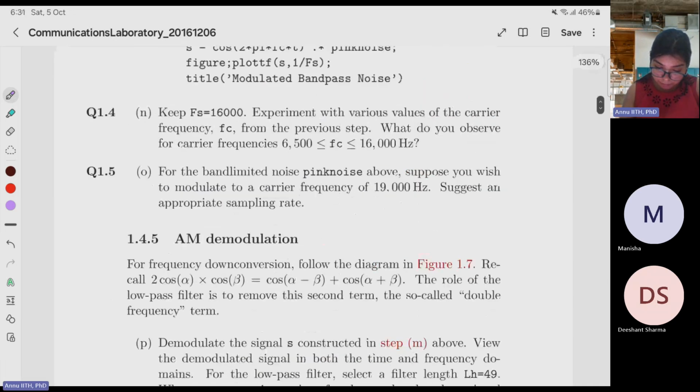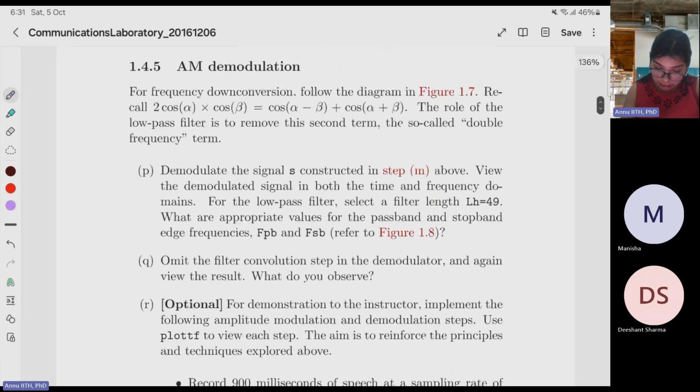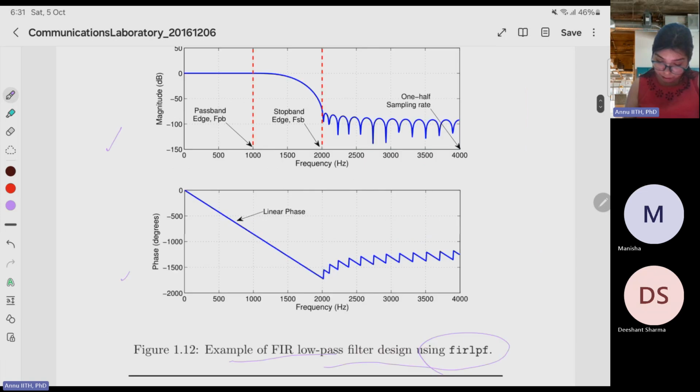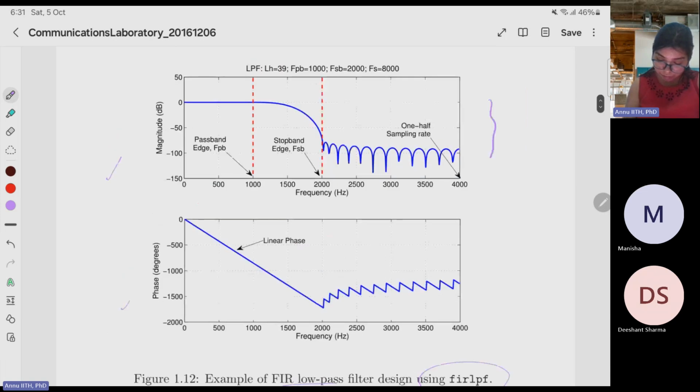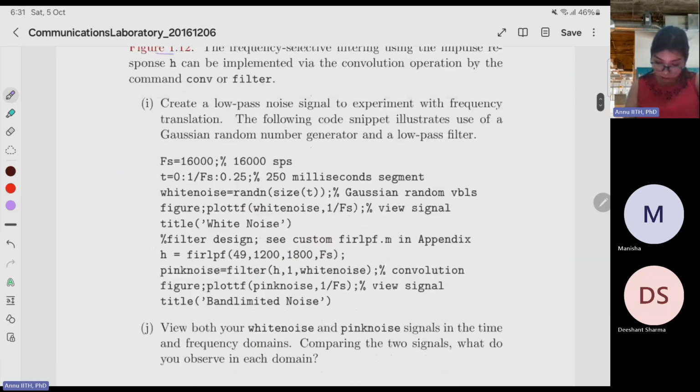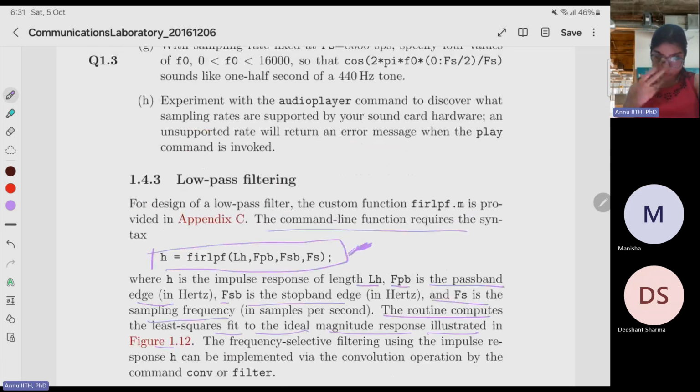Now we talk about AM modulation and demodulation. In frequency down conversion, the role of the low pass filter is to remove the second term, the so-called double frequency term. So you have this exercise: demodulate the signal S constructed in the step above. View the demodulated signal in both the time and frequency domains. For the low pass filter, select the filter length LH equal to 49. For this particular thing, you can modify or configure these inputs.